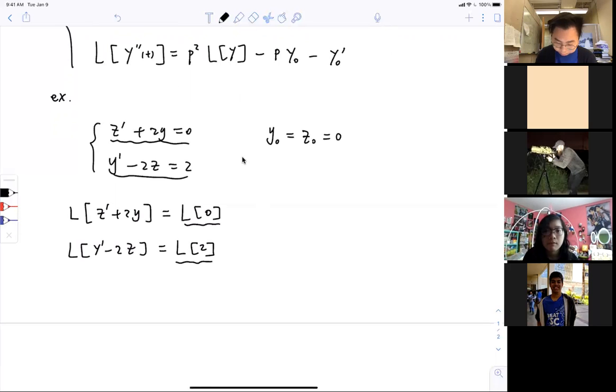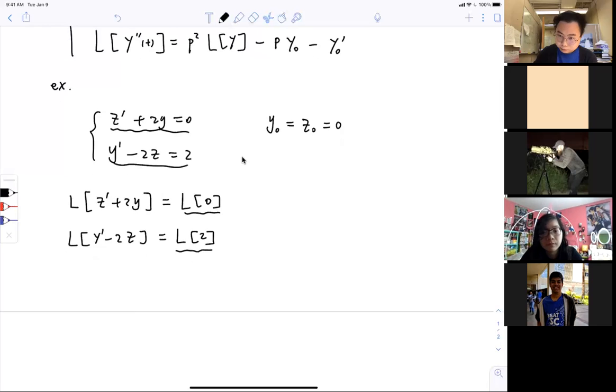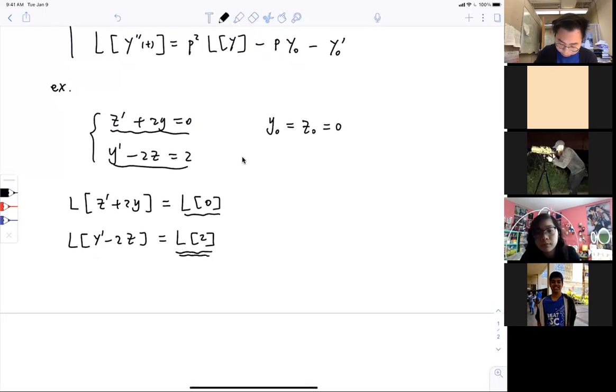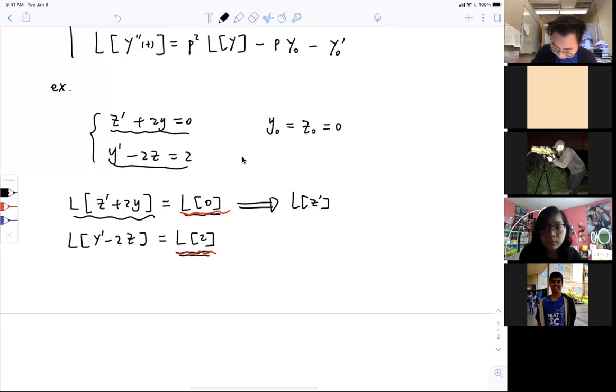From my experience, students usually just forget to transform the right-hand side. Sometimes it's 0, sometimes it's a constant, so it's easy to forget. Otherwise, if you forget, you will get a wrong result. So just remember. The Laplace transformation of this equation is: the transform of z prime plus 2 times the transform of y equal to the Laplace transformation of 0, which is 0, right?